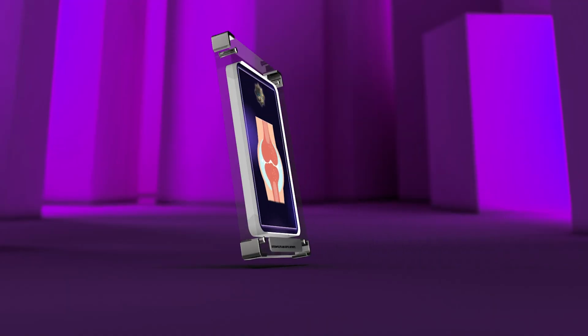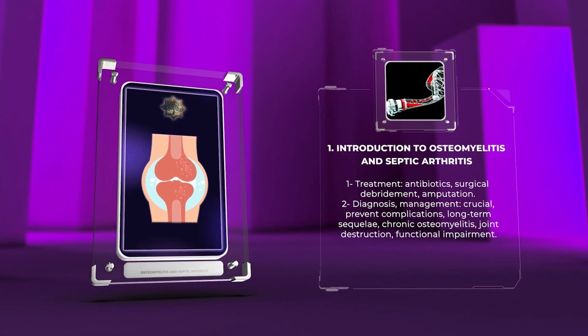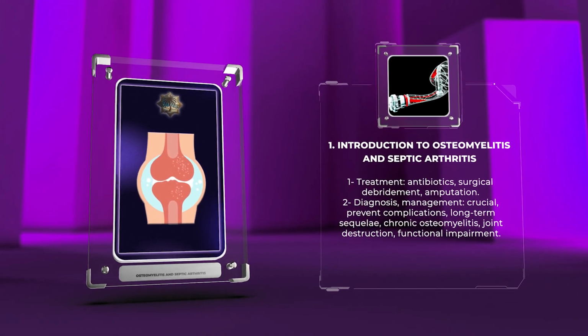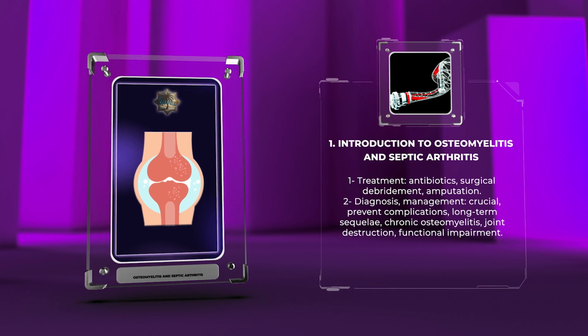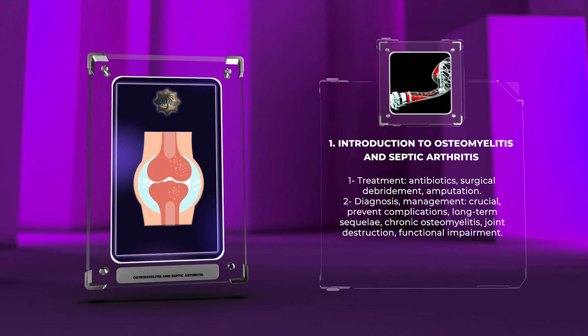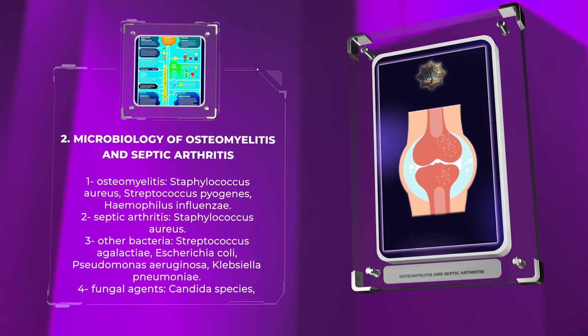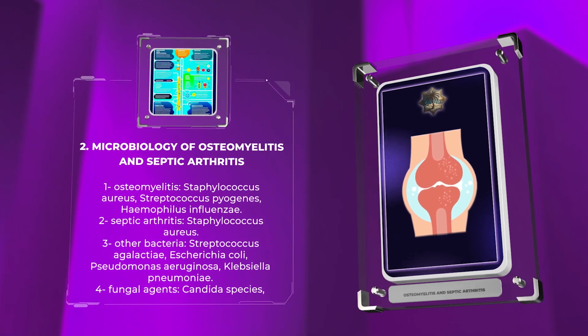Treatment involves a combination of antibiotics, surgical debridement, and in severe cases, amputation. Prompt and appropriate diagnosis and management are crucial to prevent complications and long-term sequelae such as chronic osteomyelitis, joint destruction, and functional impairment.